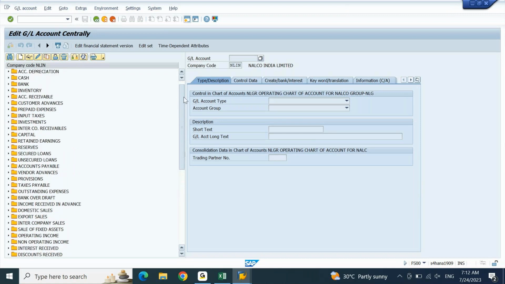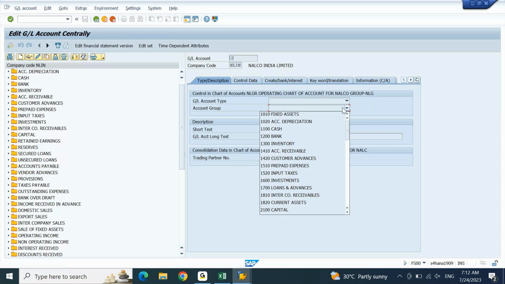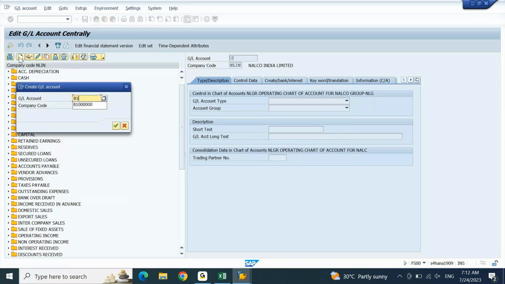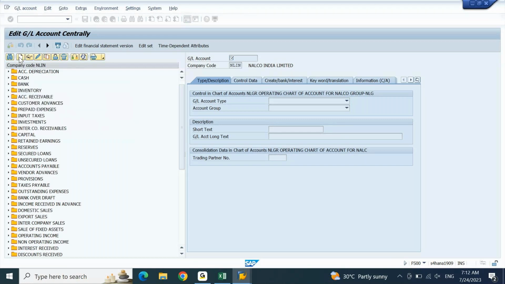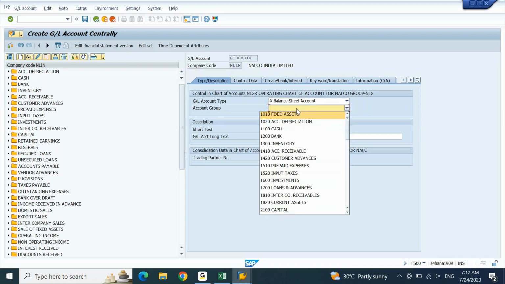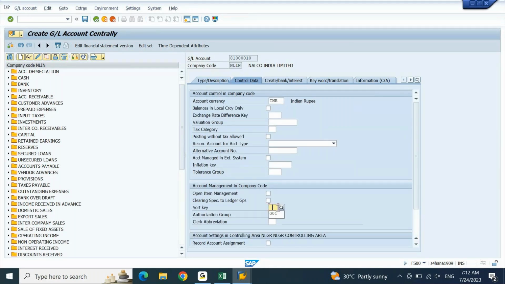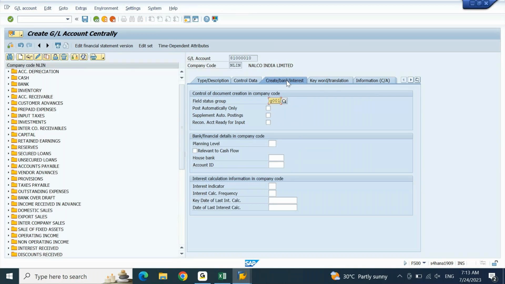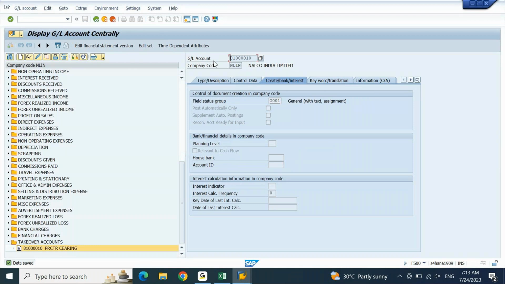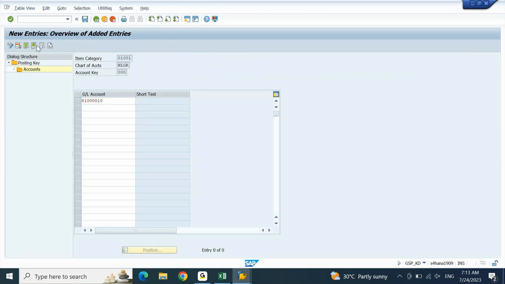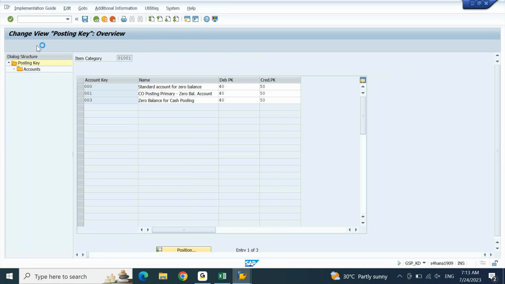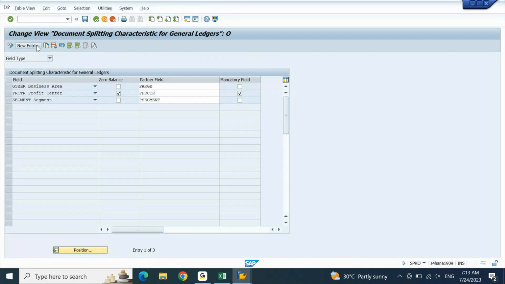You have created any group for a takeover. 8 series, 8100. Balance sheet account, takeover account. You put profit center clearing. Put this account here in your zero balance clearing. Characteristics, profit center, this is fine.